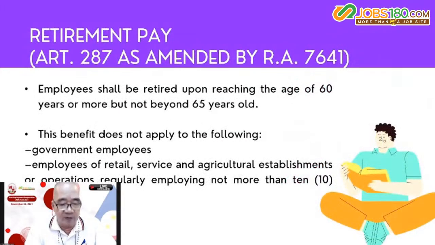Okay, so retirement pay is under Article 287 as amended by RA 7641. Employees shall be retired upon reaching the age of 60 years or more, not beyond 65 years old. This benefit does not apply to the following: government employees, employees of retail, service and agriculture establishments or operations regularly employing not more than 10 employees.